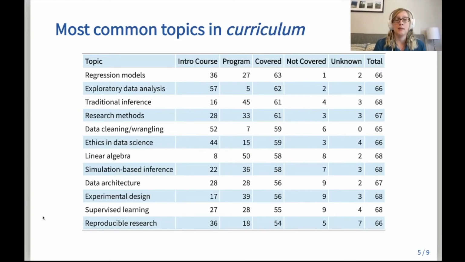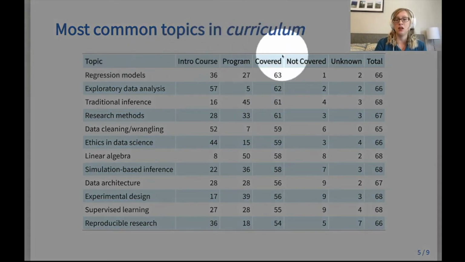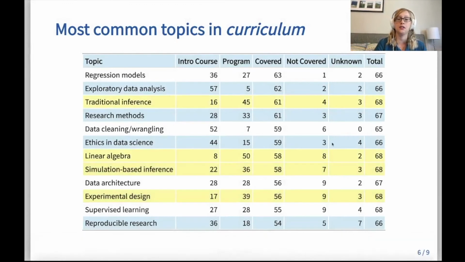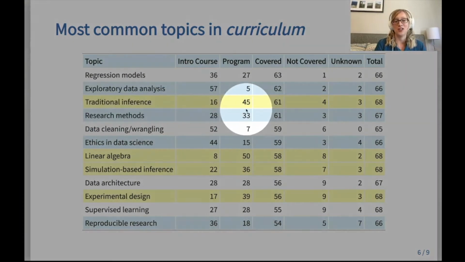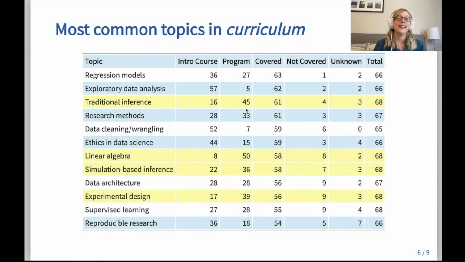We also asked about topics that are most popular in the curriculum. So here we're seeing the ones that are most often covered, maybe not in the first course. What I want to emphasize here are the topics that our instructors felt could wait, could come after that first course. So traditional inference, things like t-tests, our instructors thought that could wait. Linear algebra, certainly essential, that could wait. Simulation-based inference and experimental design also fell into this list.